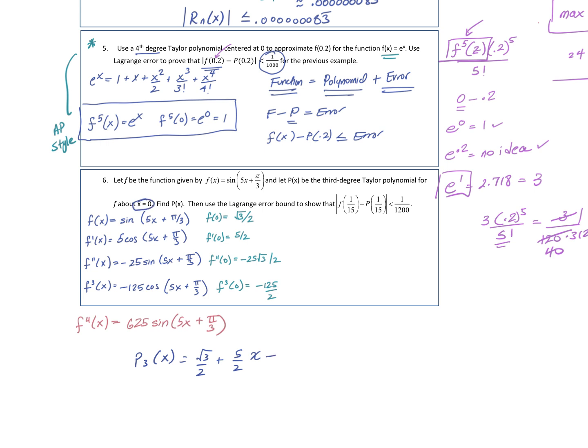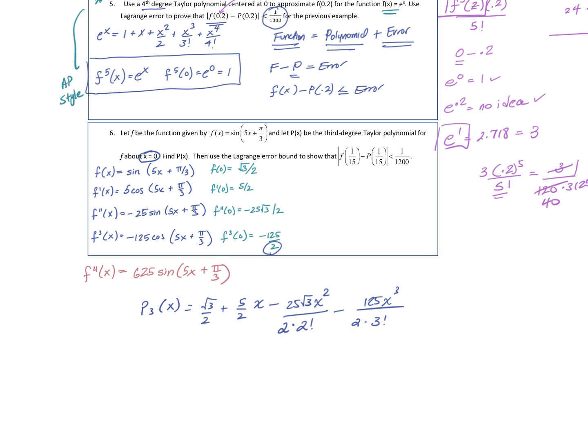Then the next one would be minus 25 root 3. It's the 2nd derivative, so it's x squared over 2 factorial. But then we also have the 2 from the root 3 over 2. And then minus 125 x cubed over 3 factorial with the additional 2. So I'm going to leave this unsimplified. This is my 3rd degree.